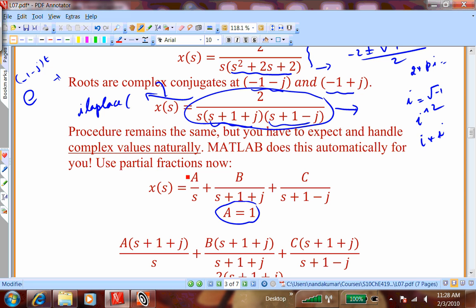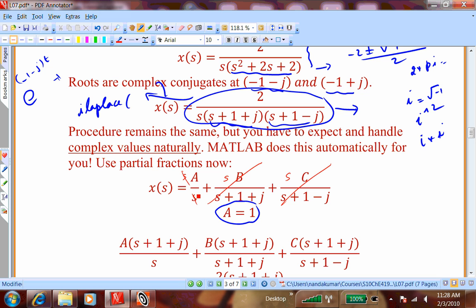Okay. So I multiply by S and put S equal to 0. Clearly this term drops out. The B and C terms will drop out because they get multiplied by S. S remains, but in the first term, S cancels out. So I get only one. So from the three terms, I have picked only one term by this careful multiplication by the appropriate denominator.